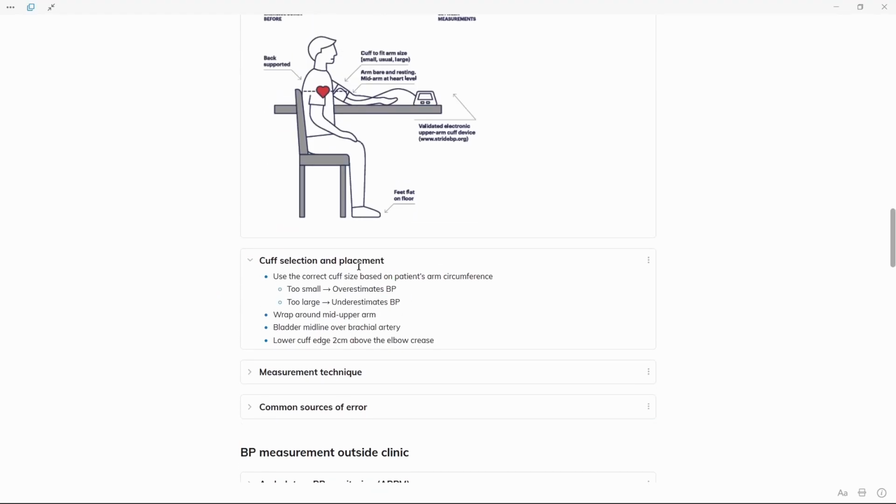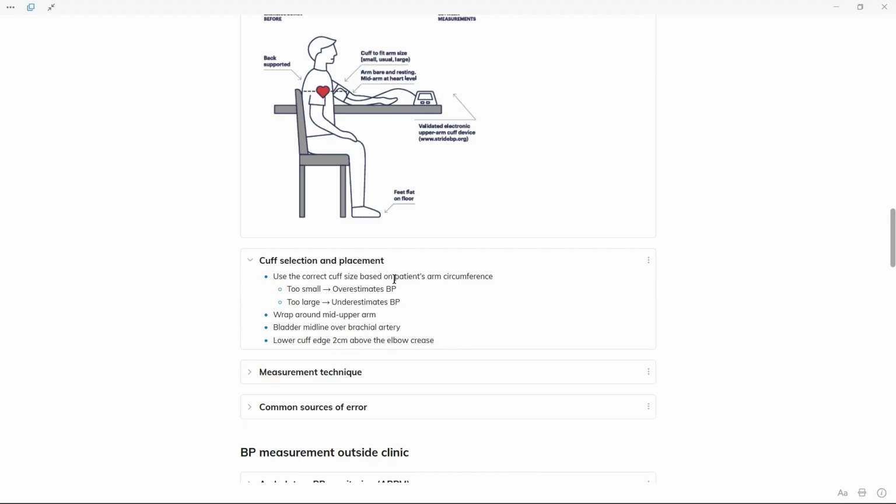So cuff selection is very important. You need to use the correct size of the blood pressure cuff, and this is based on the patient's arm circumference. You measure the patient's arm circumference in the mid-arm, and based on the patient's arm circumference, you can choose the blood pressure cuff that is of the correct size for them.